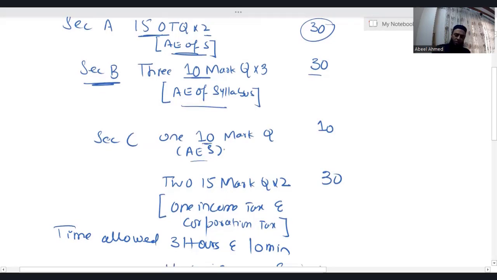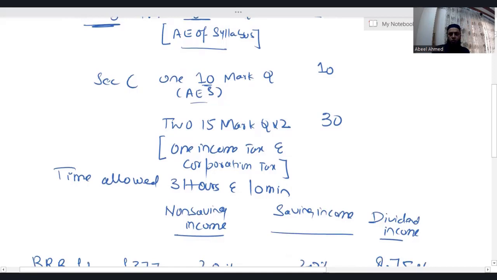In section C, we have 1 question of 10 marks, again on any area of the syllabus. Then we have 2 questions of 15 marks each. One question will be on income tax on individuals, and the second is going to be on corporation tax. Time allowed is 3 hours and 10 minutes. This is all about the paper pattern of taxation.